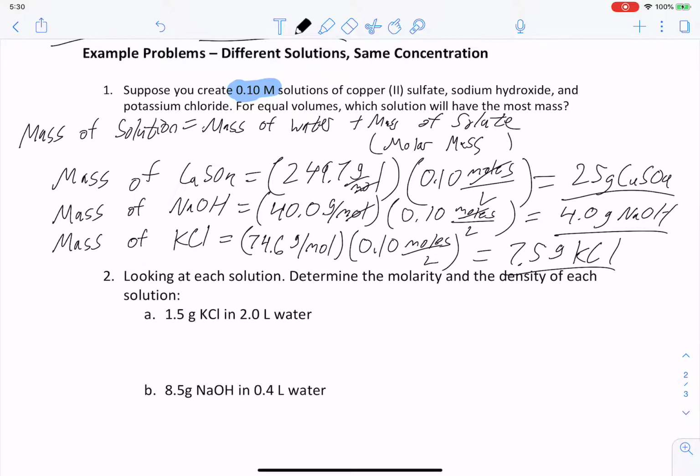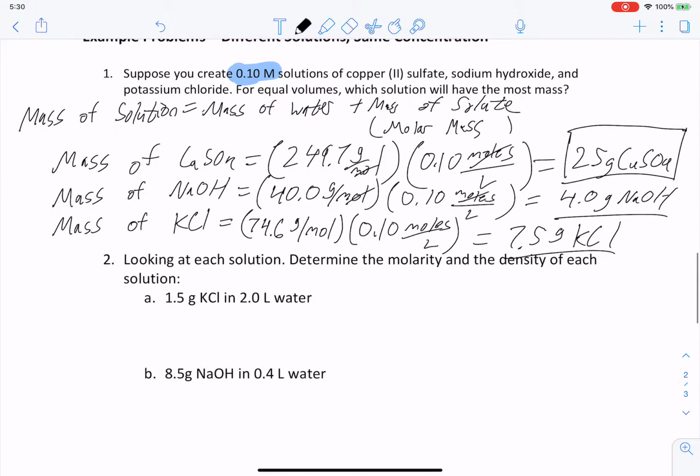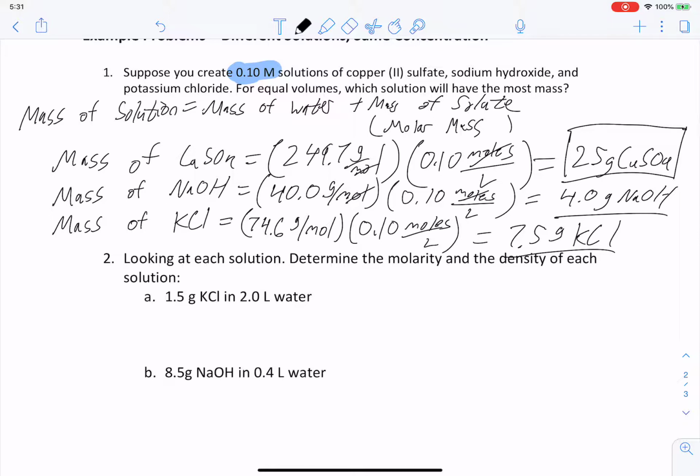So to answer the question, which solution will have the most mass, it has to be copper sulfate. It has quite a bit more mass than the other two. This is a way to compare substances. You'll have to be able to do this in the problem set for this lesson, so make sure you are familiar with that. Again, it's basically just the molar mass times the molarity, which will be given to you.